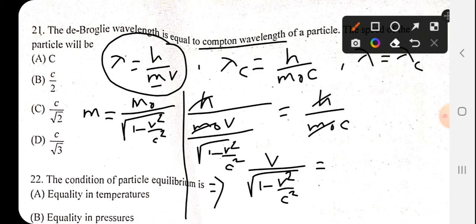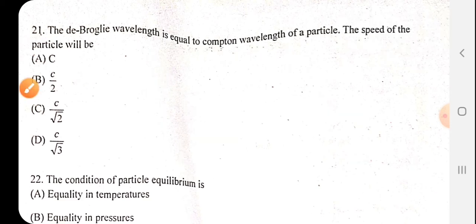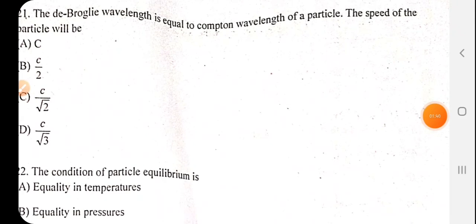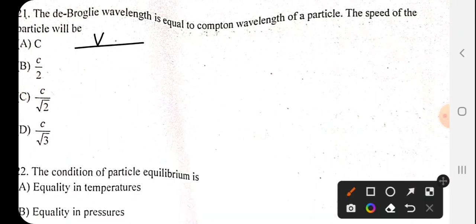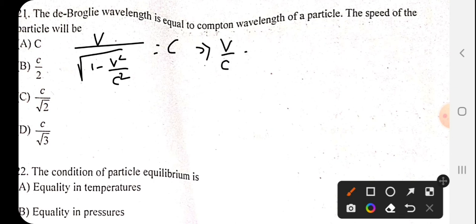This equals c. Okay, I am erasing this. So I am writing again, that is v divided by root over 1 minus v square upon c square, this equals c. Again, v by c equals root over 1 minus v square divided by c square.